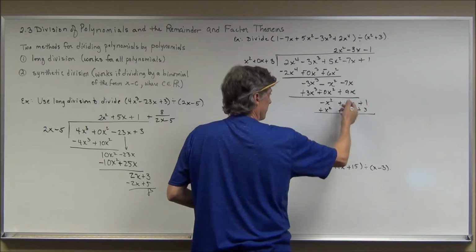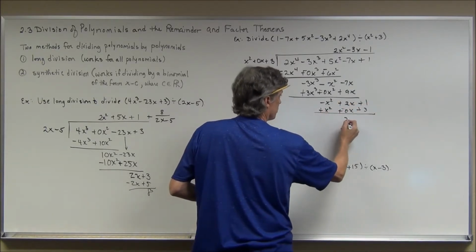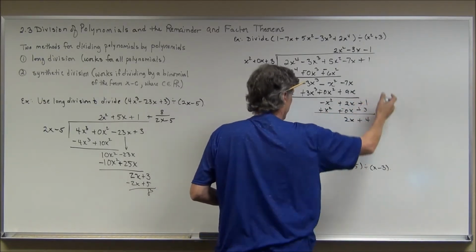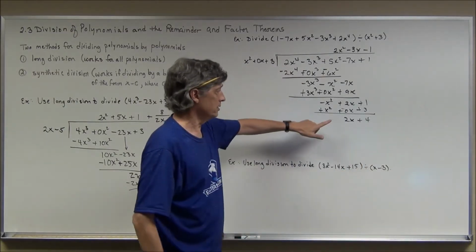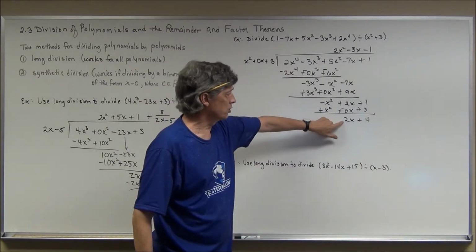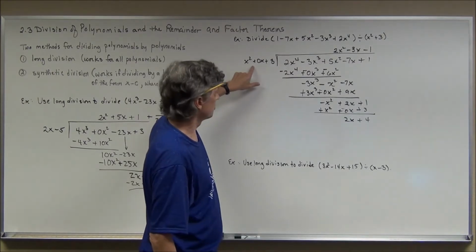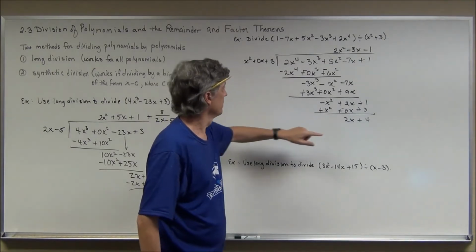Again, it's not going to really affect the 0. So these cancel. I have 2x plus 4. Now there's nothing left to bring down, but I know I'm not going to do any more division because this is degree 1 and my divisor is degree 2. So this is my remainder.